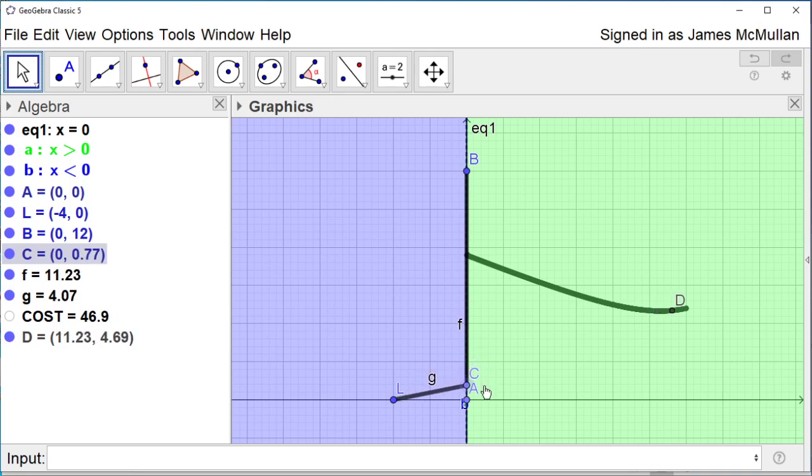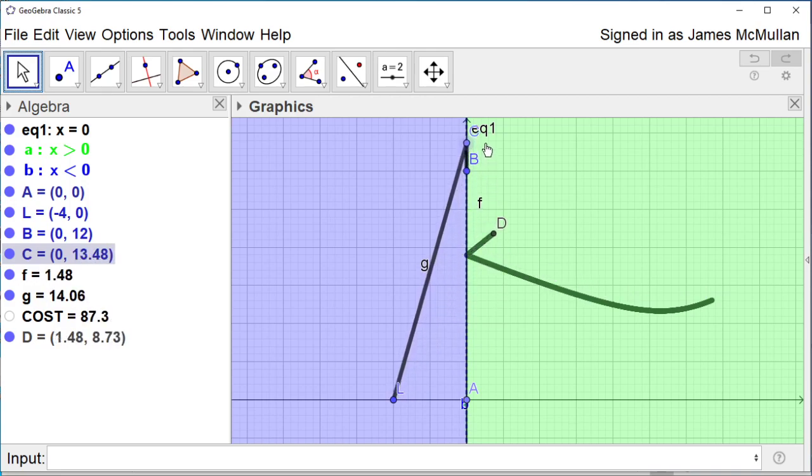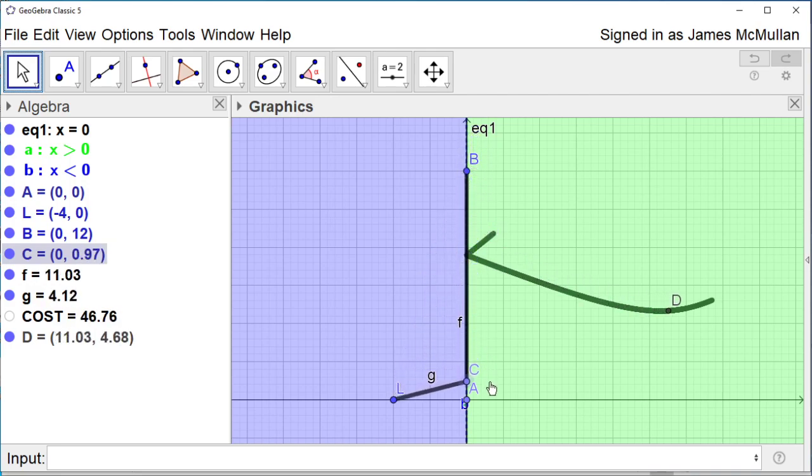If I go any closer to A, my cost actually starts to rise again. And it should be obvious that if I go past A, I'm just wasting cable and my cost is not going to be optimized. And similarly, if I go past B and then come back, that also is going to be nonsensical. It's not going to give me an answer that makes any sense. So I'm looking for an answer somewhere in this region where I could design the ideal spot to lay the power line.